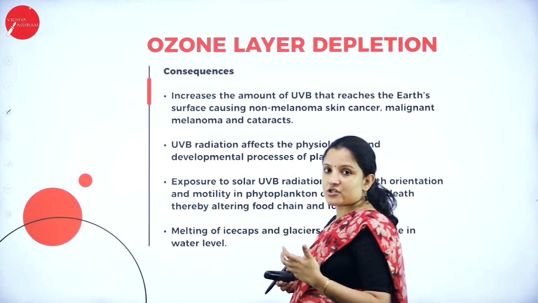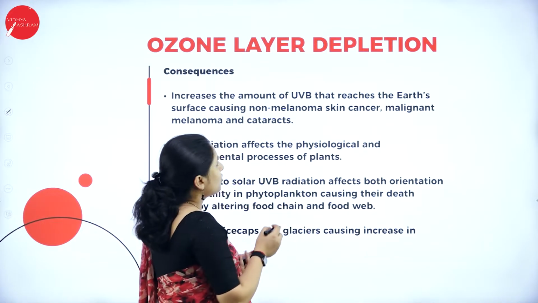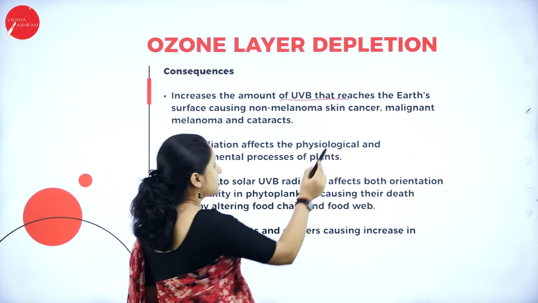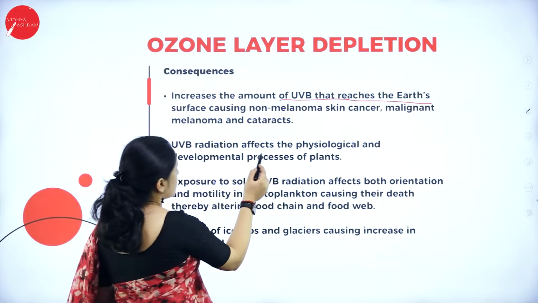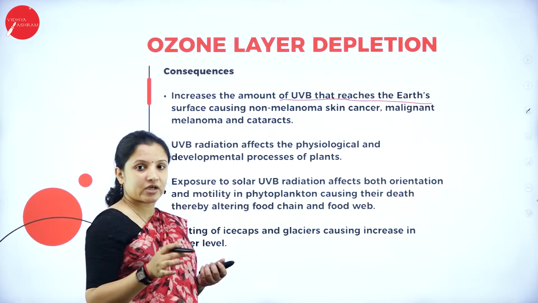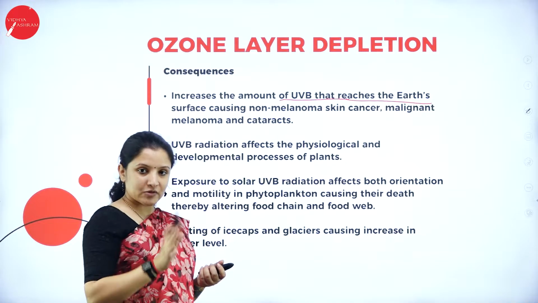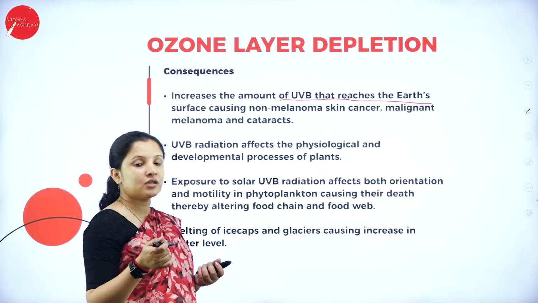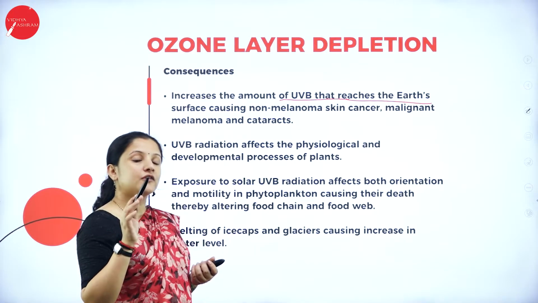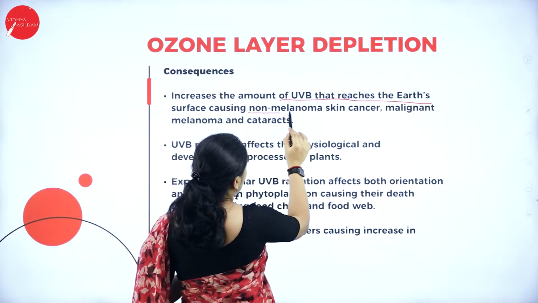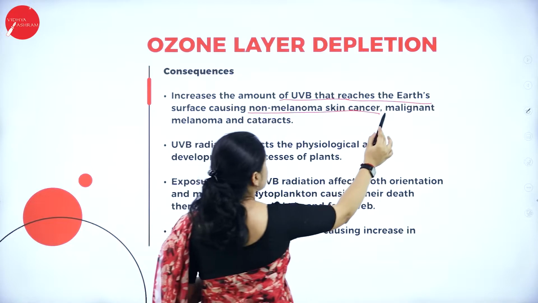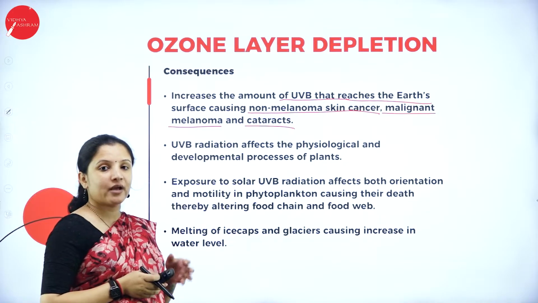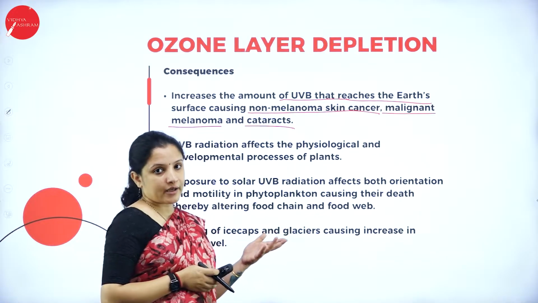So, ozone layer depletion can increase the amount of UVB, that is ultraviolet B radiation, that reaches the surface of the earth, and this ultraviolet radiation is very harmful, especially ultraviolet B. If it enters the earth, and if humans are exposed to it, it can cause non-melanoma skin cancer, it can cause malignant melanoma skin cancer, and also it can cause problems in the eyes, wherein it can cause cataracts.